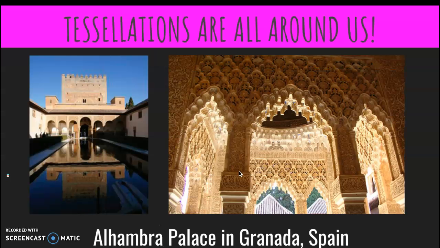This is one of my absolute favorites because I've been here. When I was in college, I studied in Spain for a year, and this is an architectural masterpiece. It's absolutely amazing. But if you look really closely into these pictures, you can see how tessellated designs are such a major part of the design of Alhambra Palace in Granada.